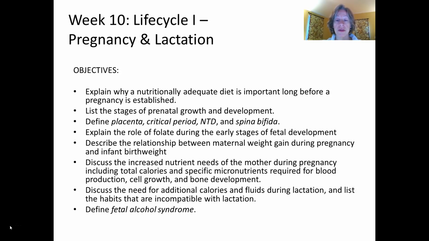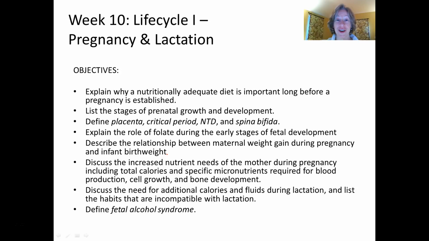Increased nutrient needs of the mother during the pregnancy. She needs more of everything, basically. Remember, she needs folate, B6, and B12 for blood production, as well as iron and zinc for cell growth. And she needs vitamin D and calcium for bone development. The need for additional calories and fluids during lactation: sure, she needs even more calories during lactation because she's producing breast milk.